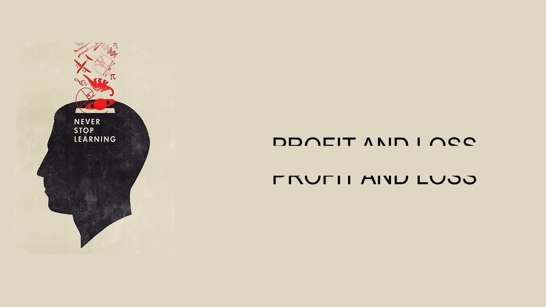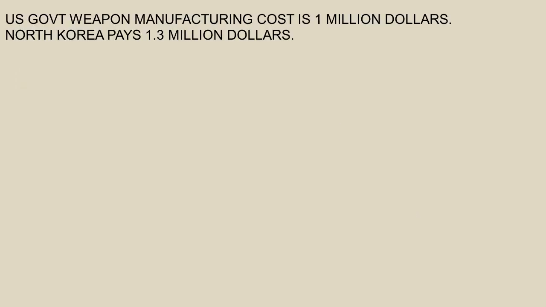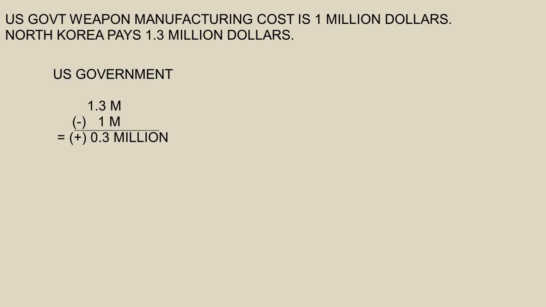Now, profit and loss is an everyday occurrence. Let's say the United States government plans to sell some weapons that cost them $1 million to make. Now, North Korea bid $1.3 million. So the difference, $0.3 million, is the profit of the US government.